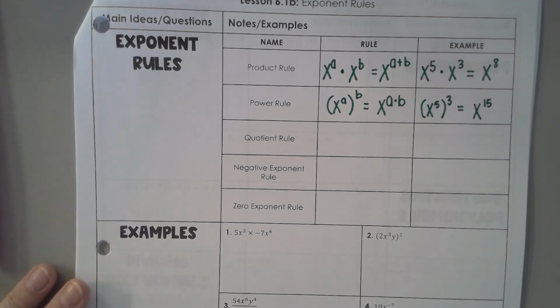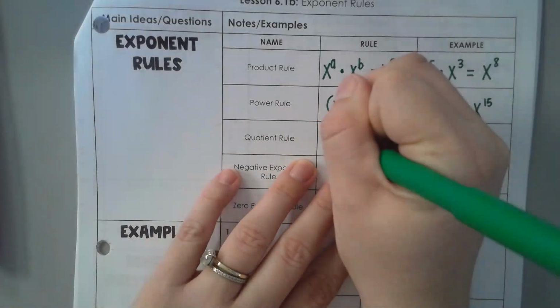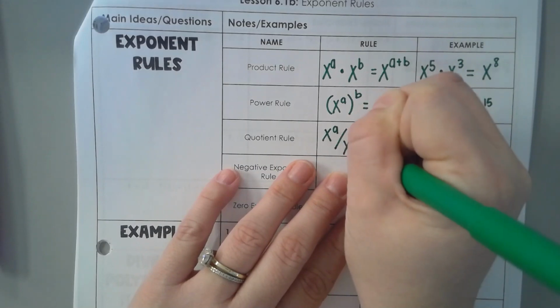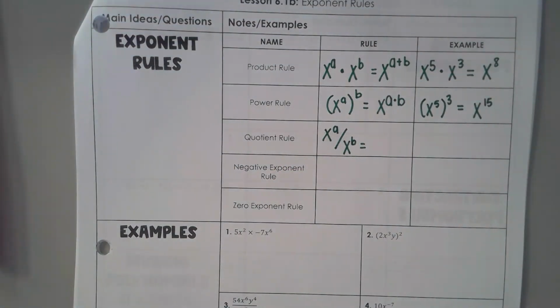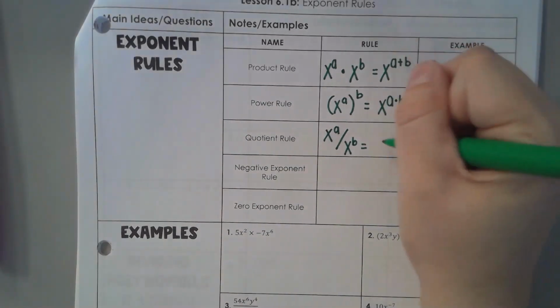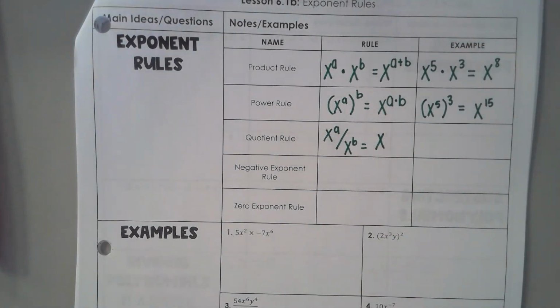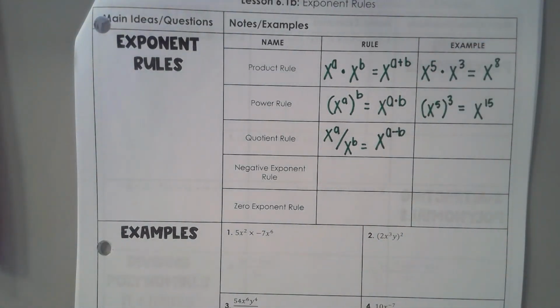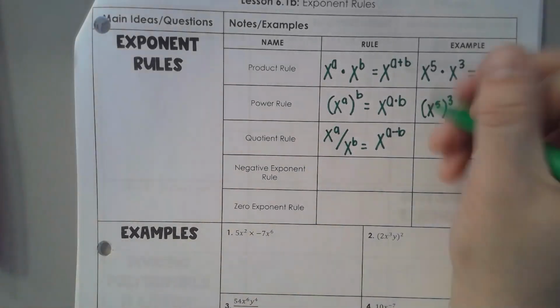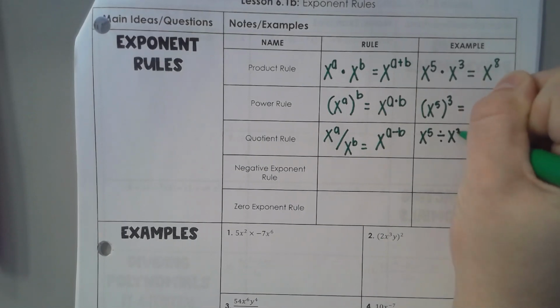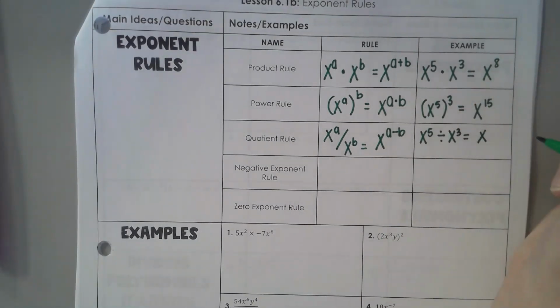The quotient rule, which means dividing. If I have x to the a power divided by x to the b, you can see that as a fraction or as just division. We do what? Subtract. This would be a minus b. So x to the 5th divided by x cubed is x to the 2nd.